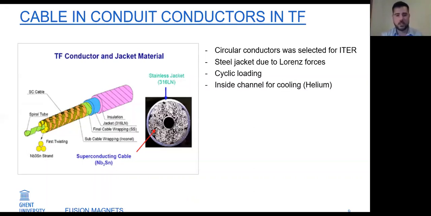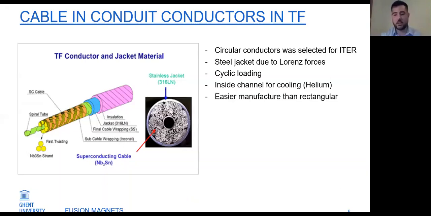So the point is that they are tested, they are prepared for the Lorentz force from the other conductors, and the circle that is inside is for the cooling. Inside of the cable, supercritical helium flows, which gets the low temperature necessary to produce the superconducting state.